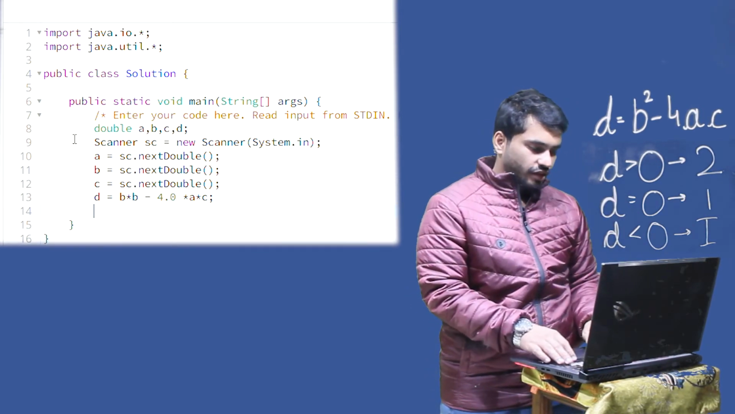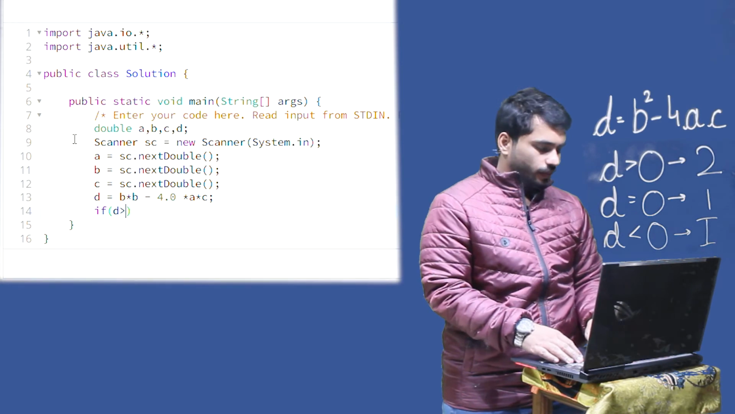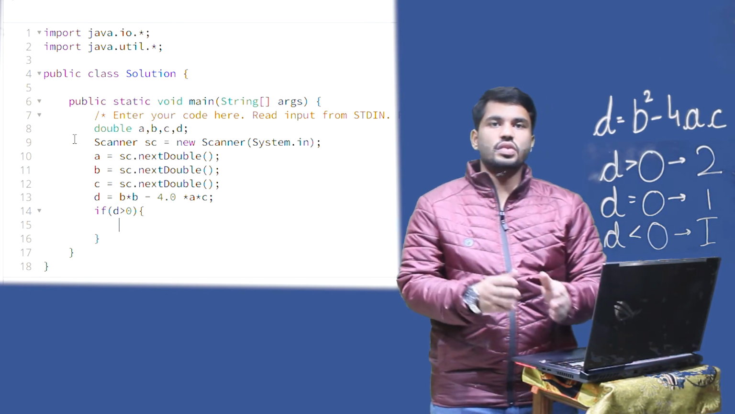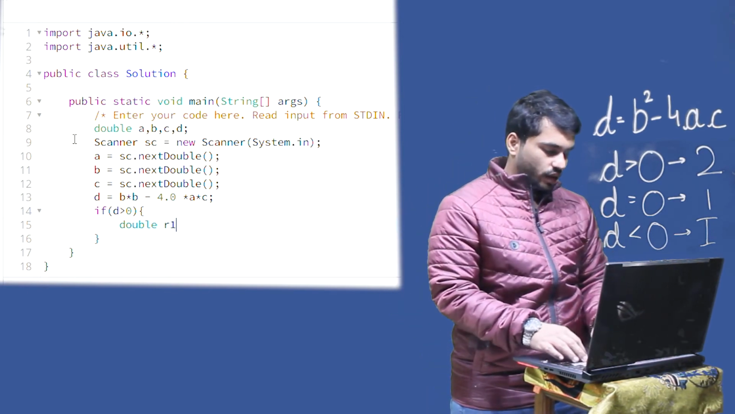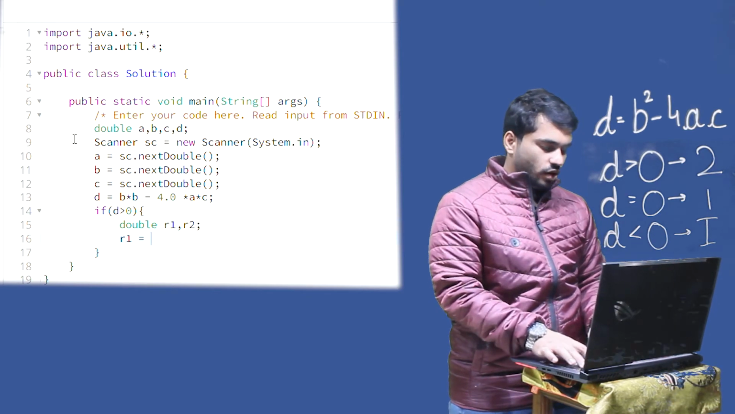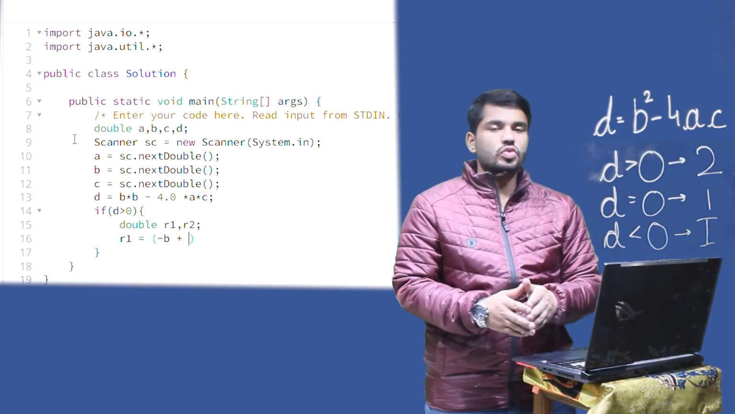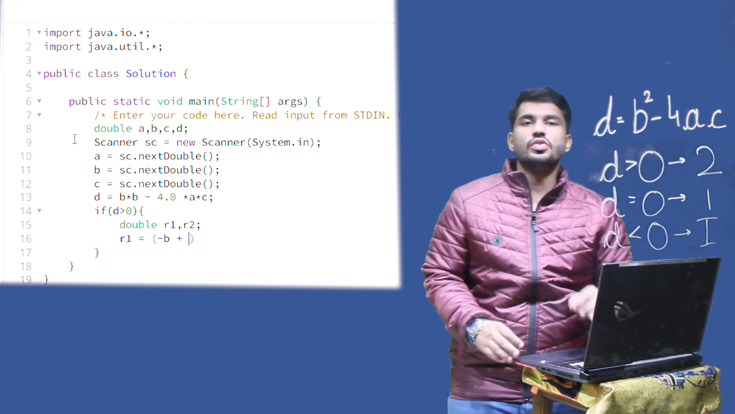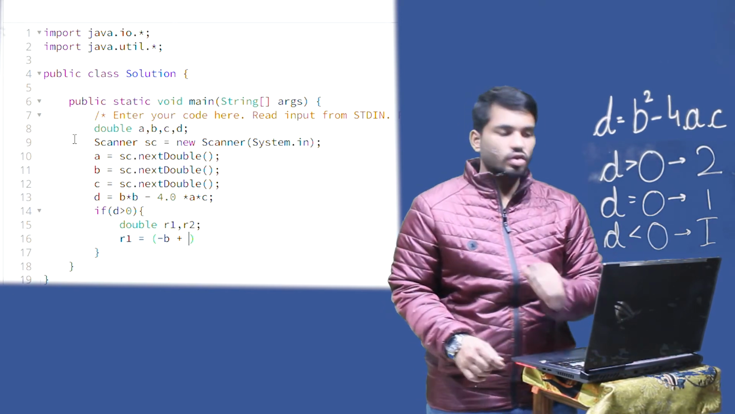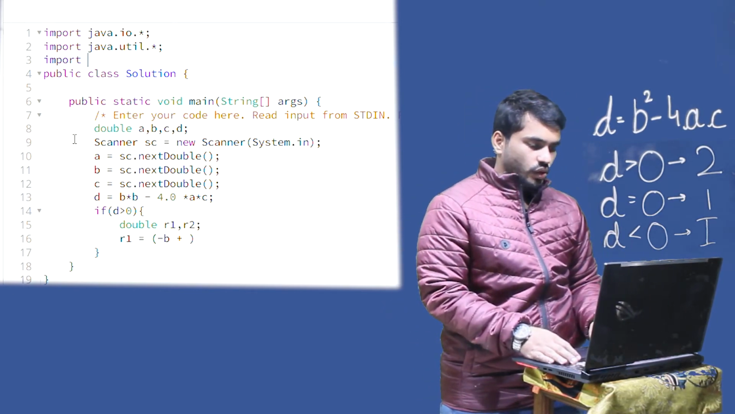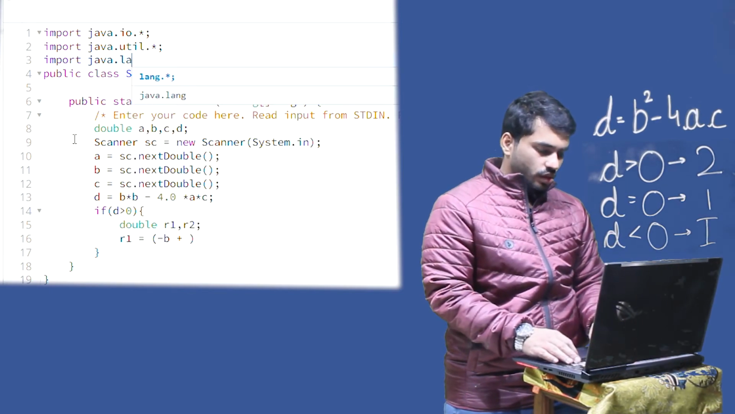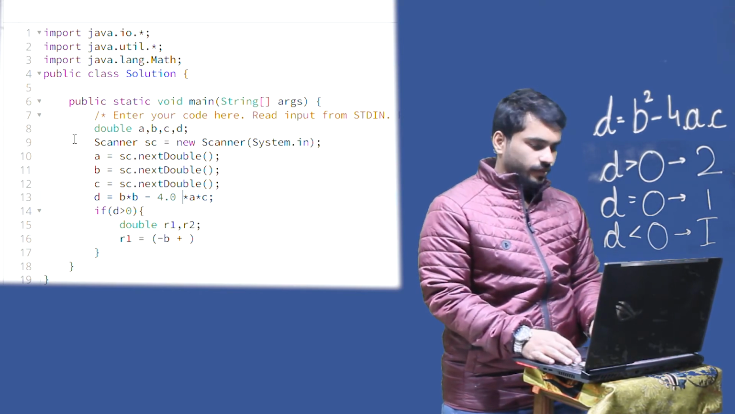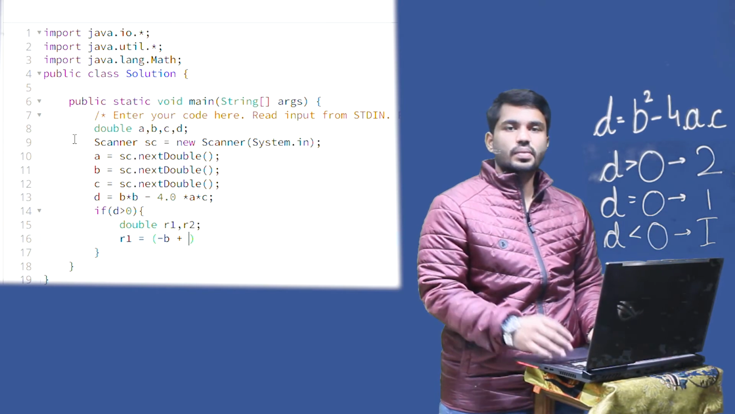So first we'll check if discriminant is greater than 0. So in this case we'll take two more double variables to store the two roots. So it's double R1, R2. So the value of the two roots is minus B plus minus root D on 2A. So here we need to use the power function to calculate the square root of D. So first what we'll do is we'll include the suitable library. So it's import java.lang.Math.